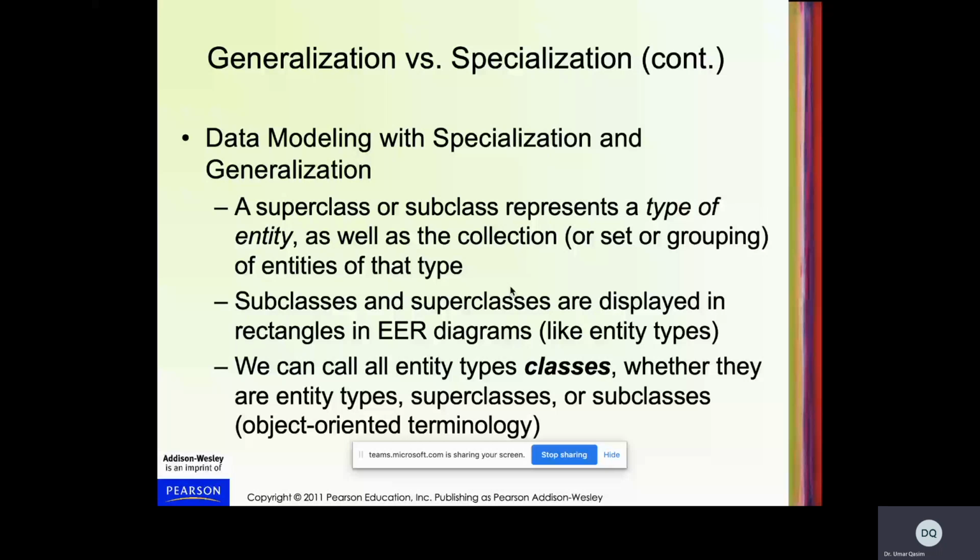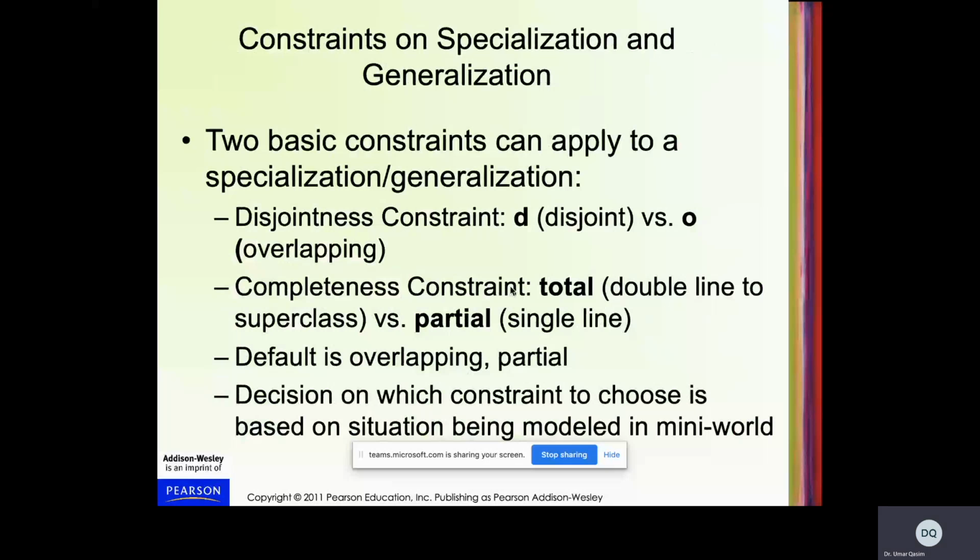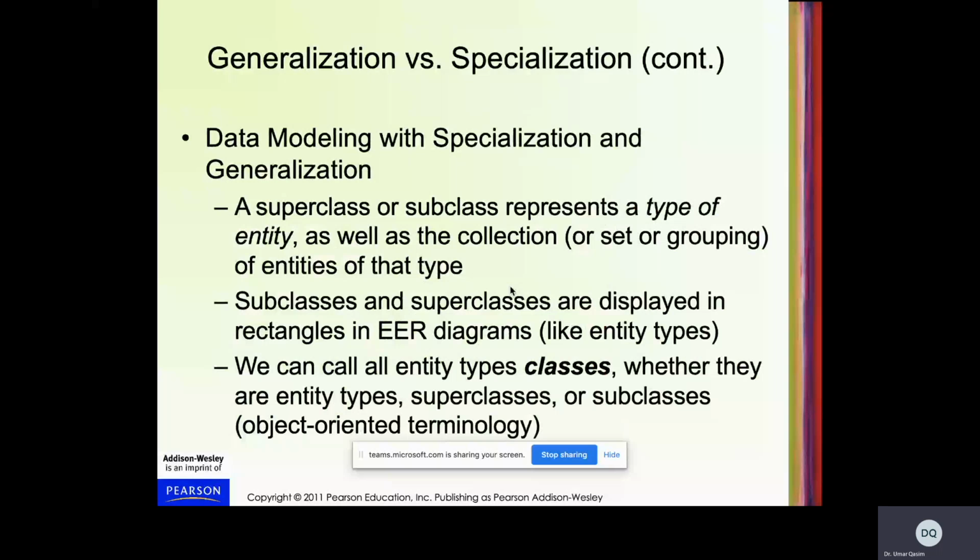So rather than giving them arrows, we say that these are subclasses and superclasses, and we use them without arrows. So if you look at this example, there are no arrows in this example.